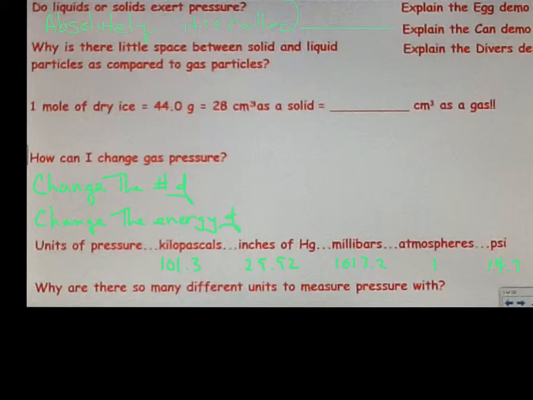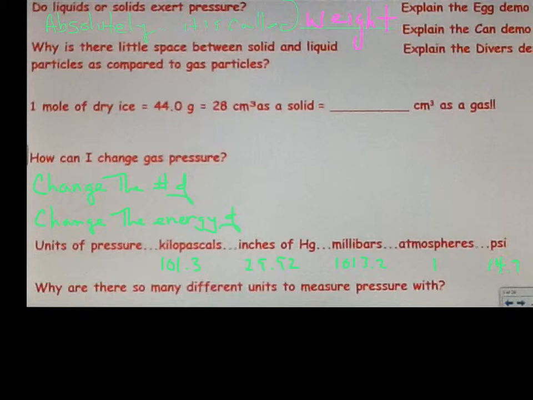So do liquids or solids exert pressure? And my answer to that is absolutely yes. We call that, are you ready for this? Do you know what it is? Starts with a W. E-I-G-H-T. It's called weight. Well, duh, of course it is.